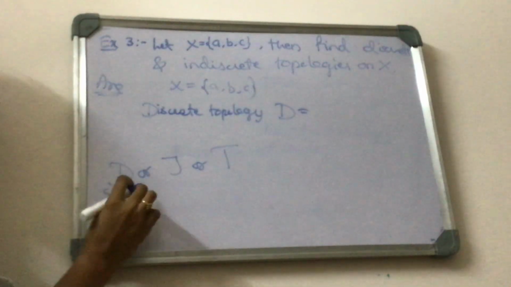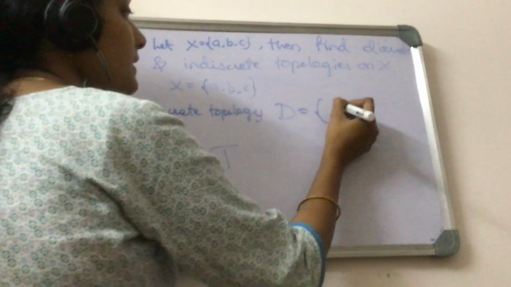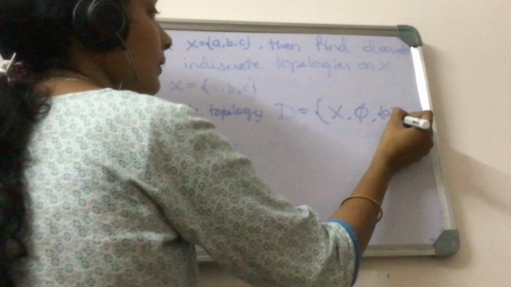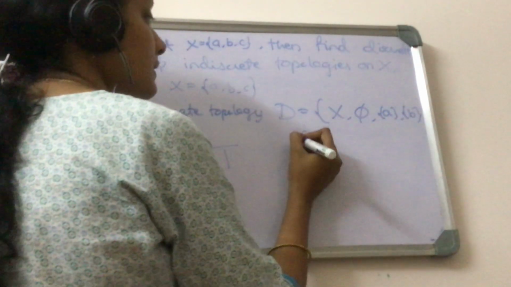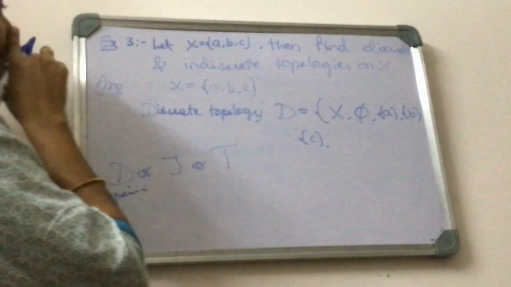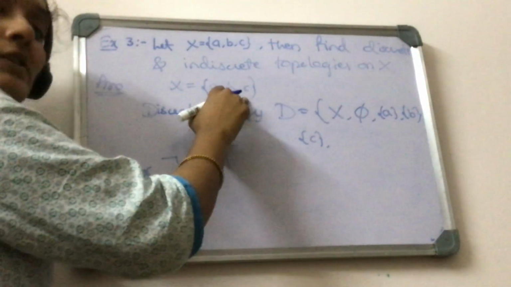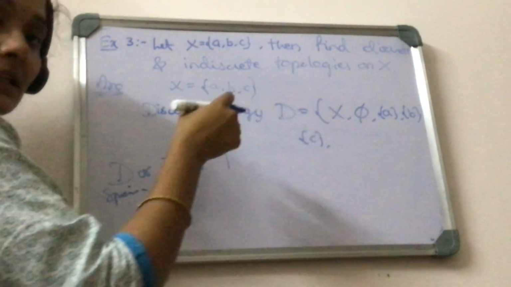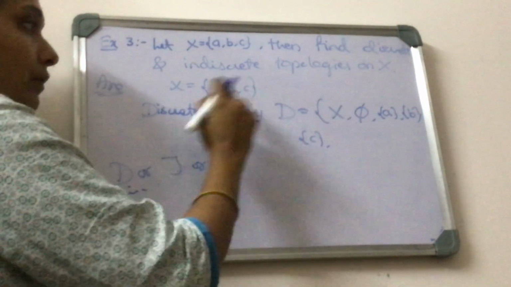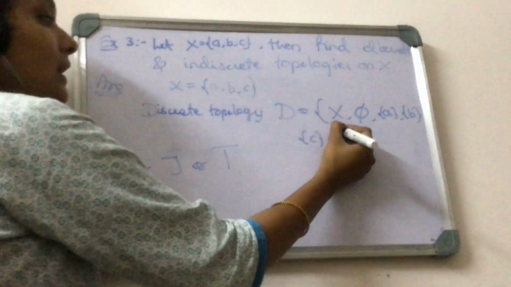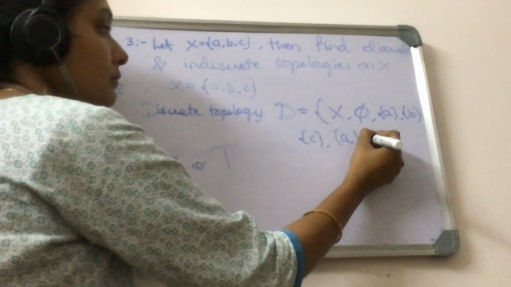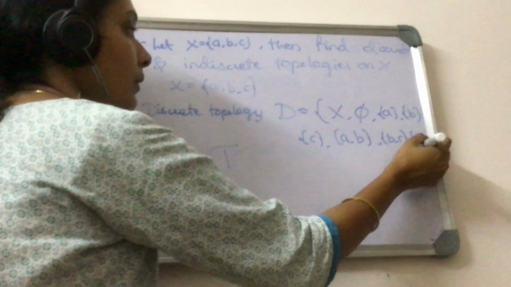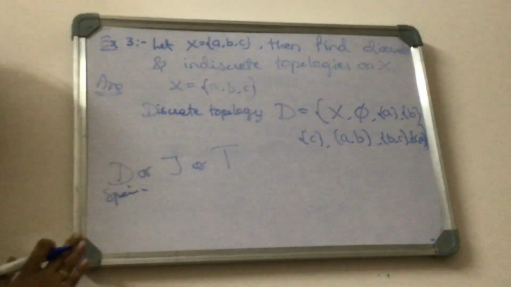So the discrete topology is X, phi, {A}, {B}, {C}, because A, B, C are there. So all the possible subsets you have to write for the discrete topology. X and phi must be there, these two are the subsets of X. Singleton sets {A}, {B}, {C}, and {A, B}, {B, C}, {C, A}. Okay, so this is the discrete topology.